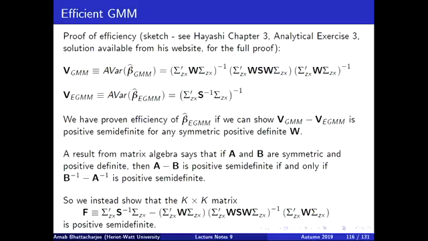That is sufficient. So basically what we try to show is this variance of GMM minus variance of efficient GMM. These are all asymptotic, right? So this is asymptotic efficiency we're talking about here, right? Okay.